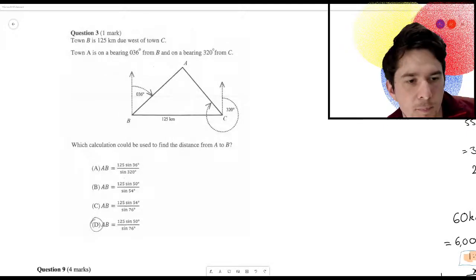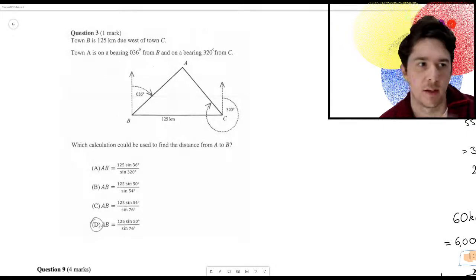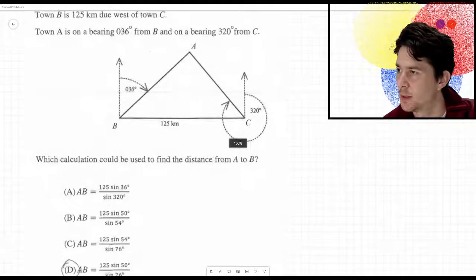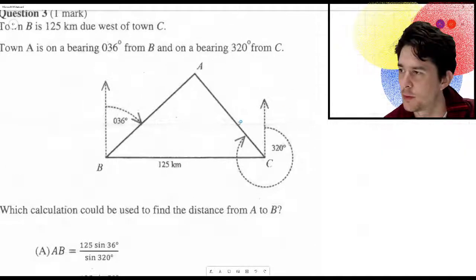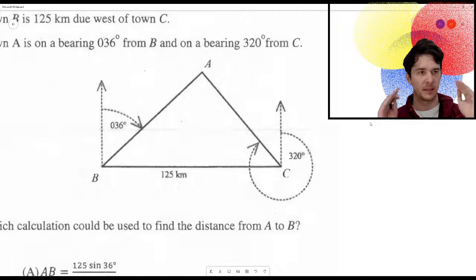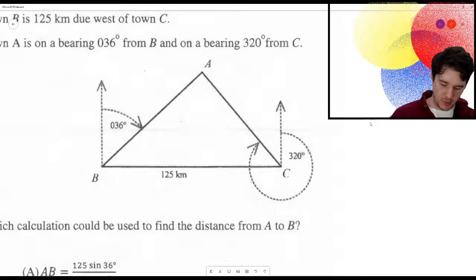Okay, so question 3 here is not too bad actually once we get into it. But you have to recognize something about the angles first. Because B and C are due east or west of each other, we have to recognize that. Hold on, let me turn my stylus on.